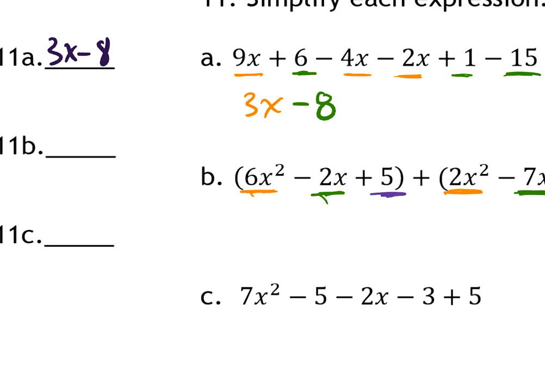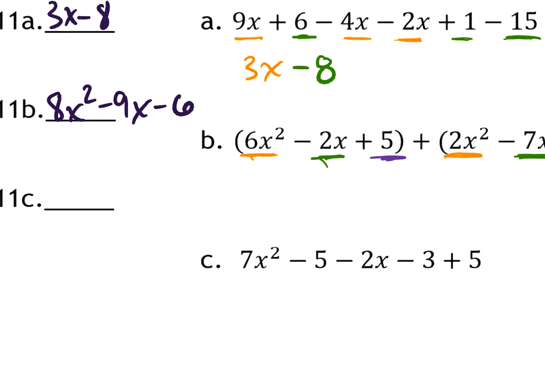So if I combine my x squared, I'll just go ahead and write my answer. I've got 6 plus 2 is 8 of them, so I've got 8x squared. And then I've got negative 2x and negative 7x, which is negative 9x. And then finally, when I combine 5 and negative 11, that gives me a negative 6.